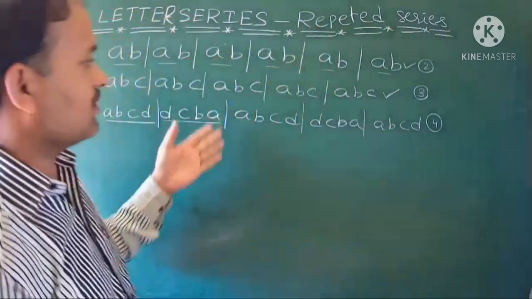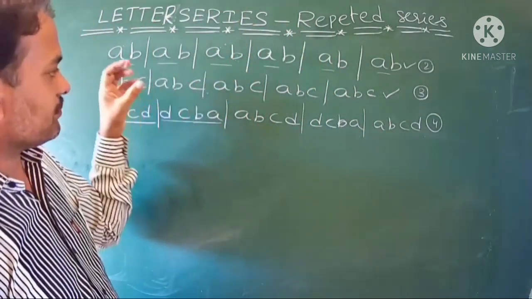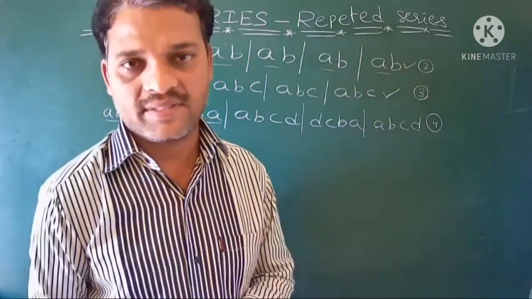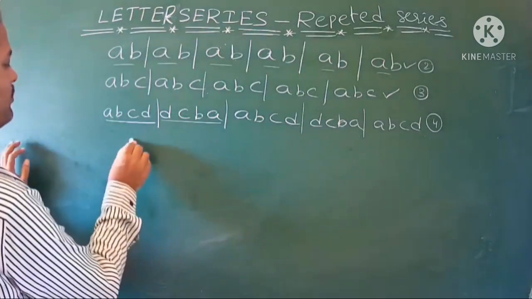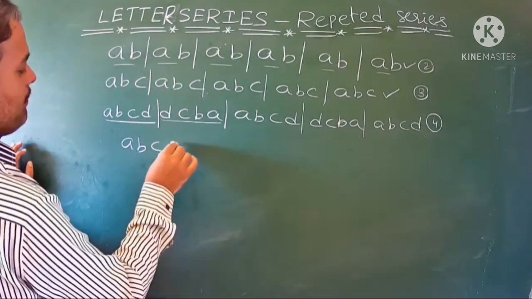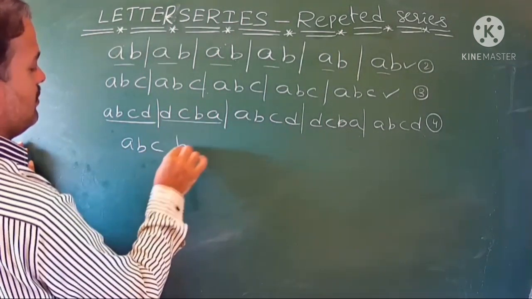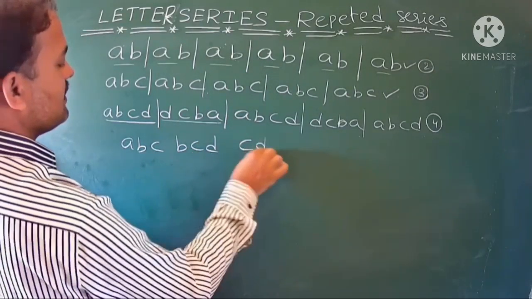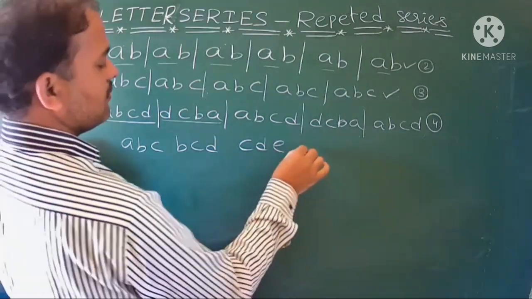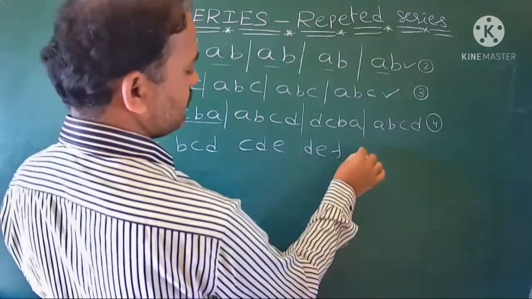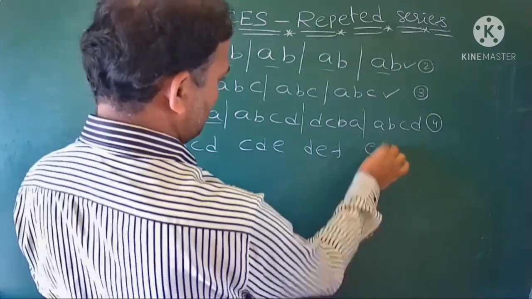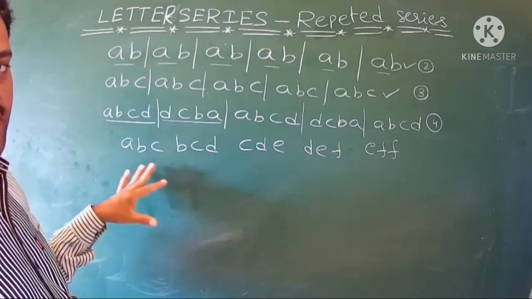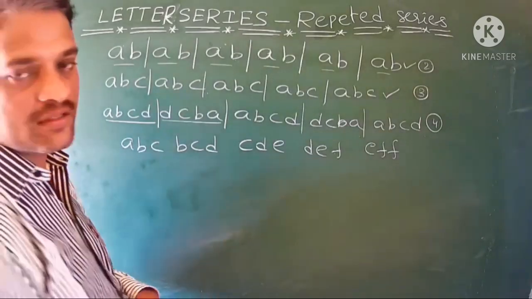So this is about continuation series or repeated series in the letter series, friends. Suppose it is, for example, ABC, BCD, CDE, DEF, EF and so on, like that will be there. Whether it is the continuation series or not, once we need to check.